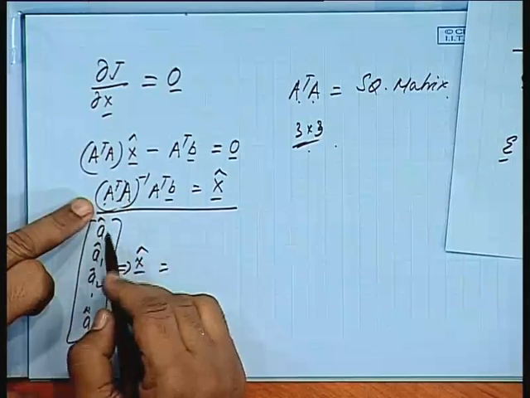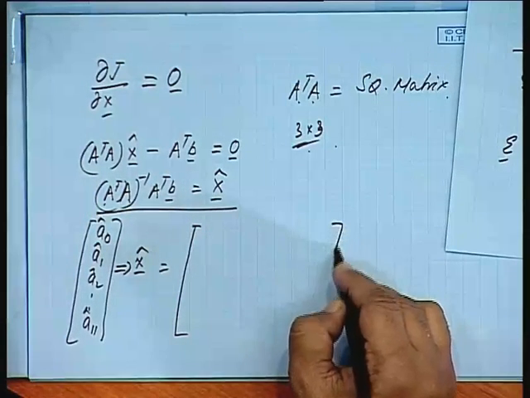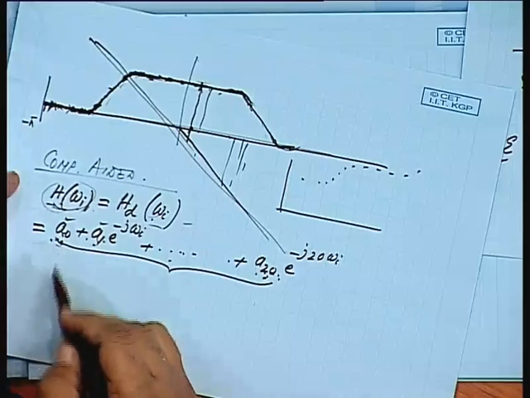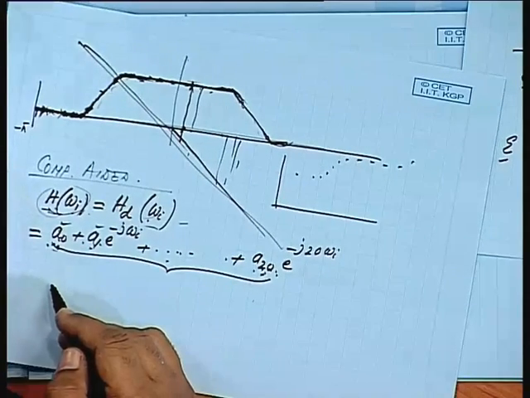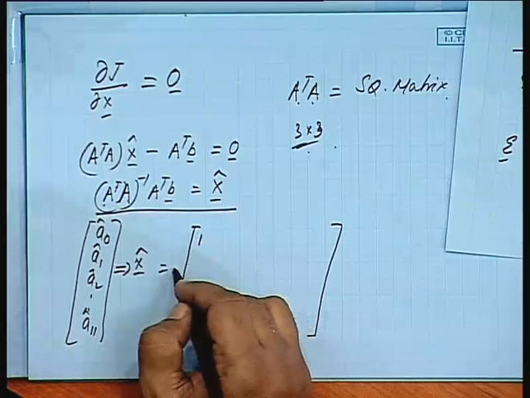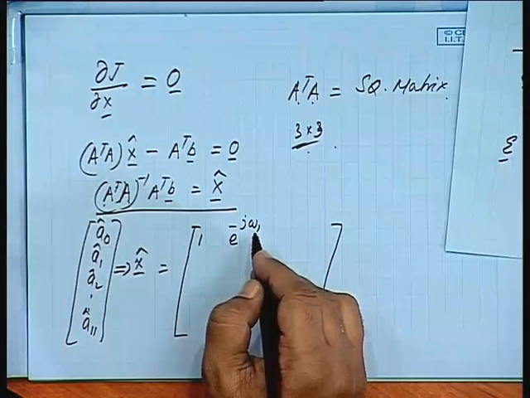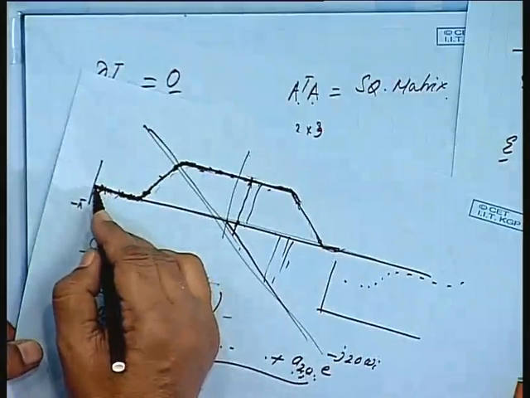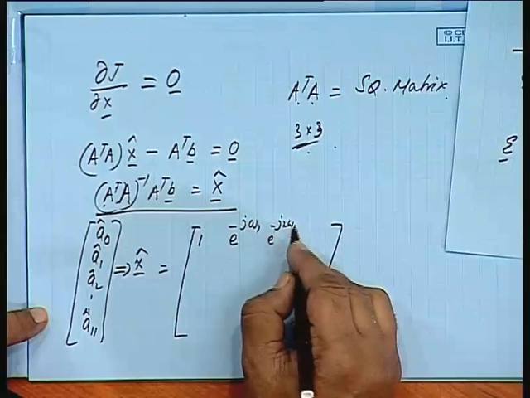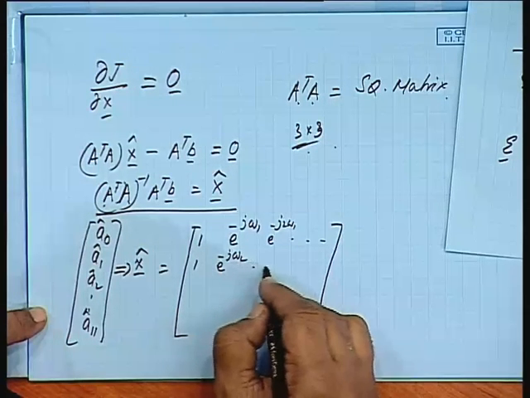So, the estimate we are making will be equal to capital A transpose A. Could you suggest what would be capital A? What will be capital A? It is 1, then e to the power minus j omega 1, where omega 1 may be 0 or minus pi, whatever it is, I may start from this end, then e to the power minus j 2 omega 1 and so on, then 1, e to the power minus j omega 2 and so on.